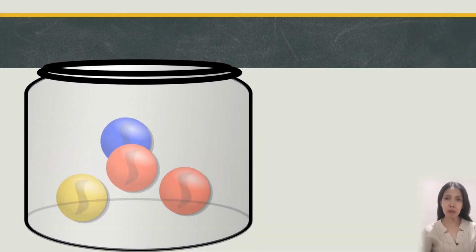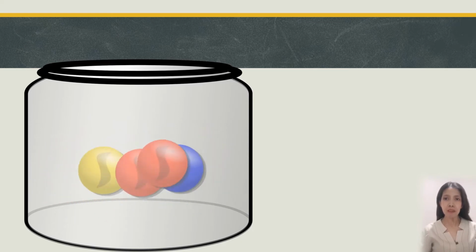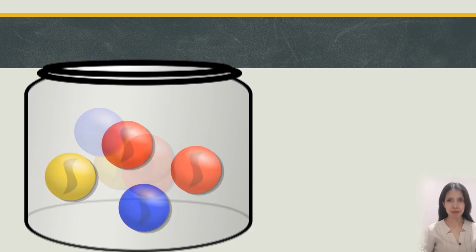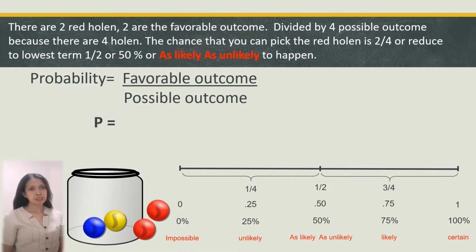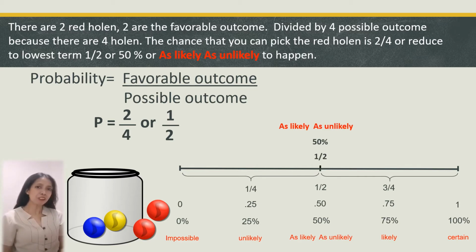What is the probability in picking a red marble? There are 2 red marbles. 2 are the favorable outcome, divided by 4 possible outcomes because there are 4 marbles. The chance that you can pick the red marble is 2/4, or reduced to lowest terms, 1/2 or 50%, or as likely as unlikely to happen.